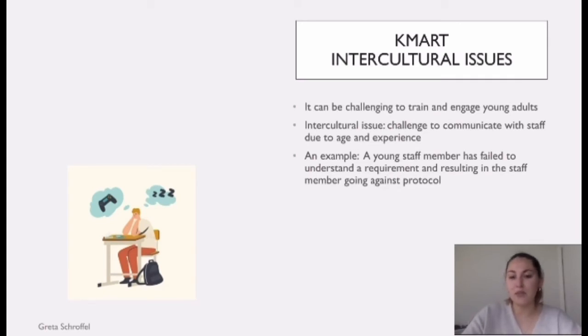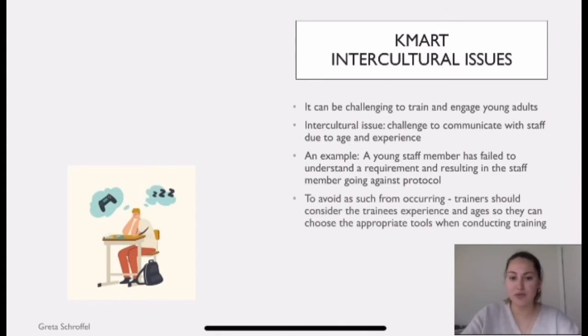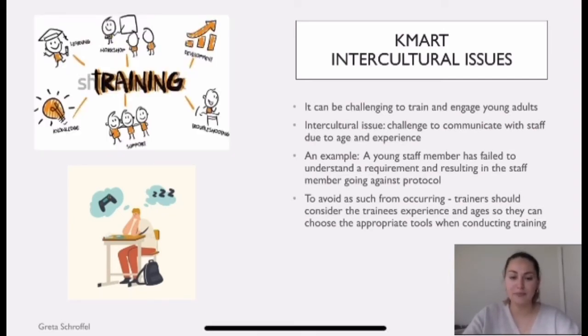So insufficient communication can cause obstructions to the operations, and we know that young staff are usually assigned to managers who ensure that tasks are being carried out appropriately. To further avoid such disruptions to the business occurring, trainers also need to consider the trainee's experience and age, and be able to choose the appropriate tools when training staff.